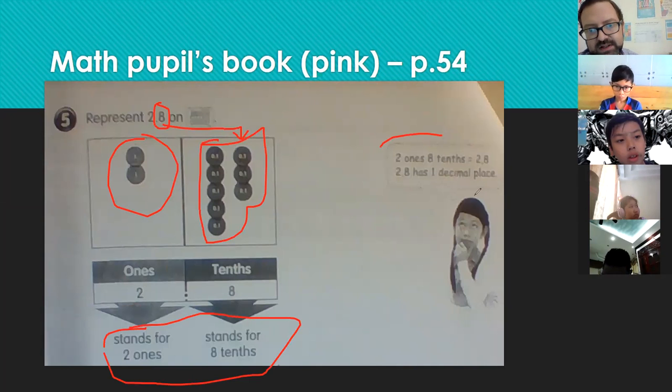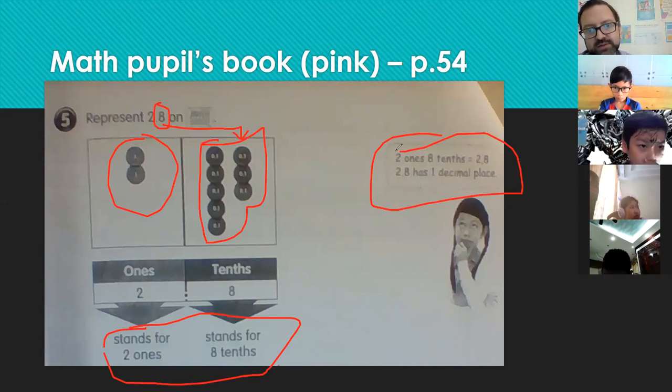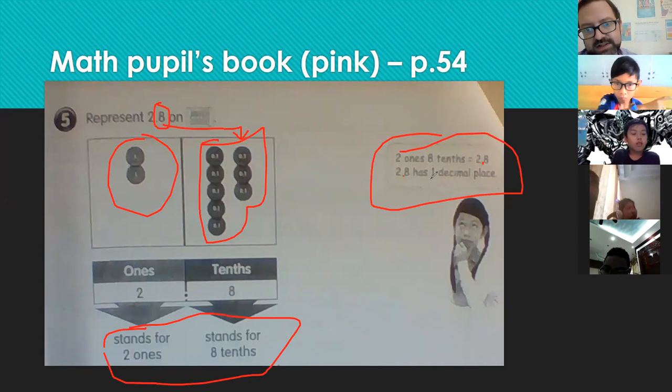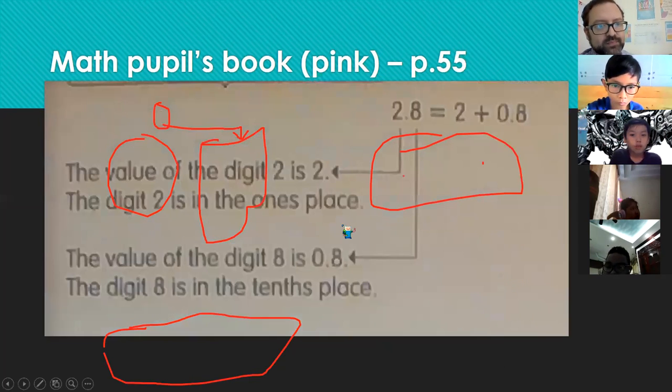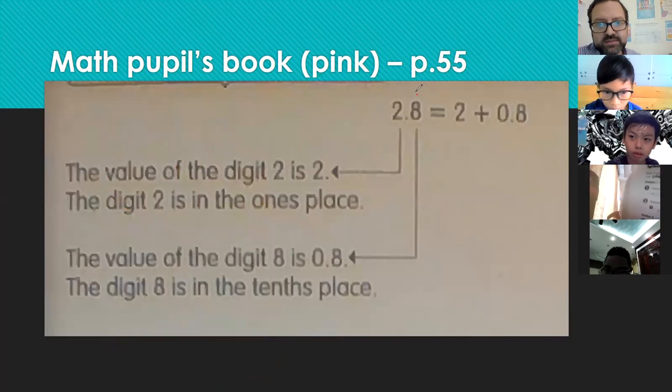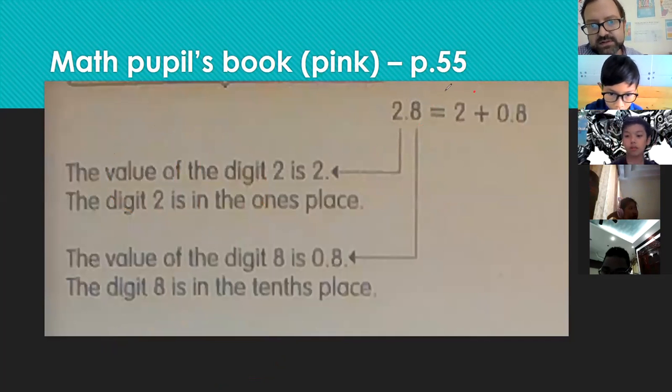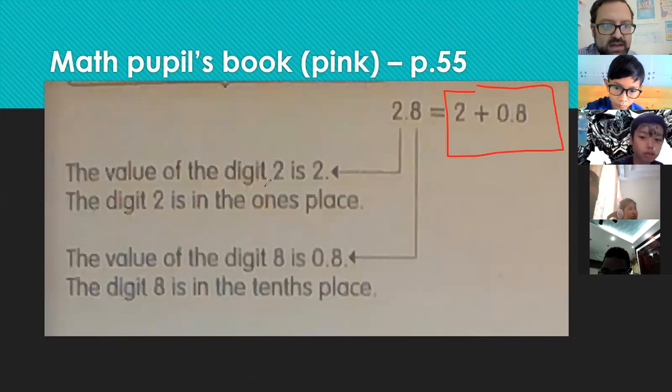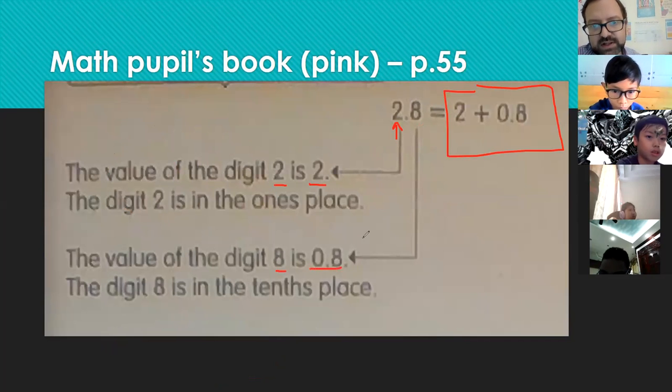All right, let's look at what this girl says. She says 2 ones, 8/10 equals 2.8. 2.8 has one decimal place here, and we can see that we have 1 point past the decimal now. And if we keep moving down the page, let's once again take a look at 2.8. 2.8 is equal to 2 plus 0.8. The value of the digit 2 is 2, or 2 ones, yes? The digit 2 is in the ones place. The value of the digit 8 is 0.8. It is in the tenths place.